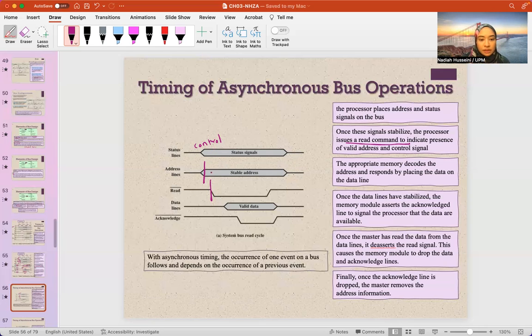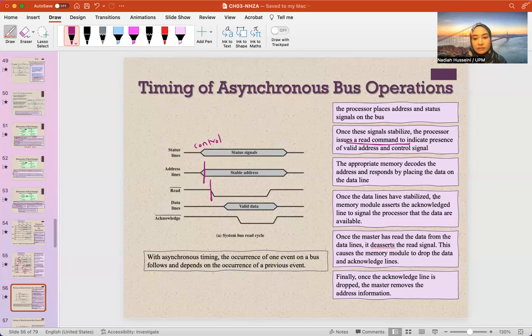So it issues a read command, and then the appropriate memory decodes the address and responds by placing the data on the data line. The CPU wants to read, of course, from the memory or the IO. In this case, it's the memory. So the memory responds to this and puts the valid data onto the data line. And then once it has stabilized, it lets the processor know by putting in the acknowledge trigger.